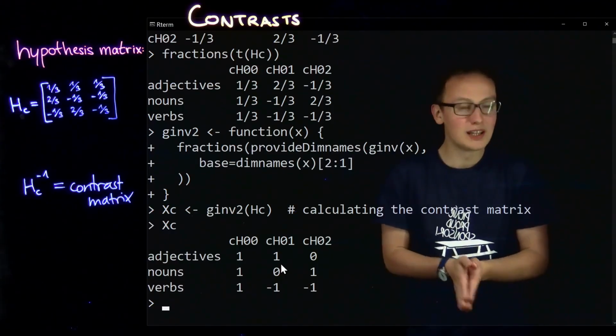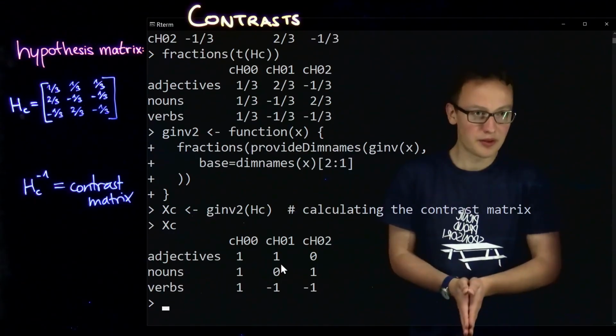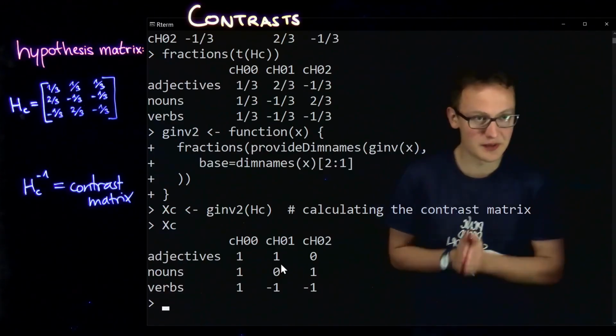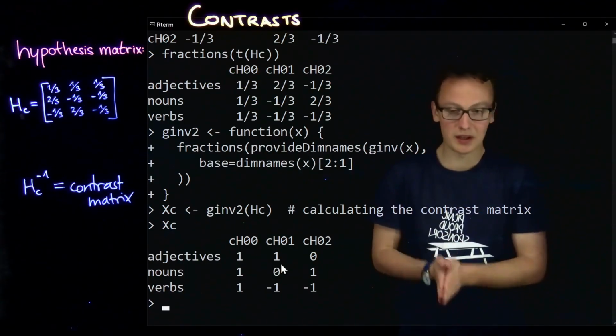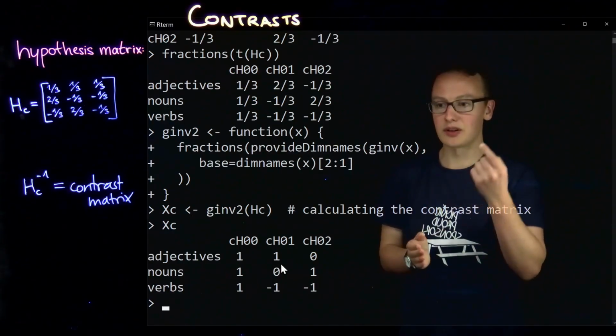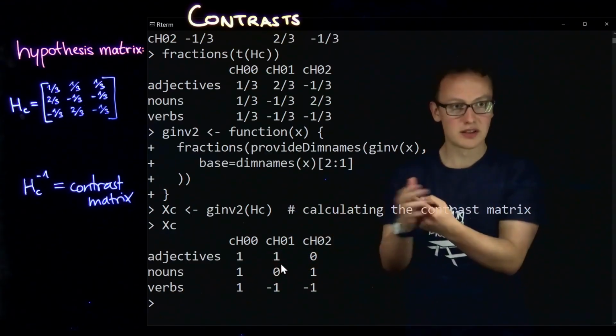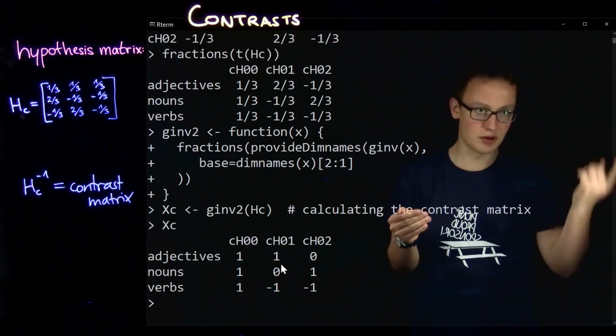If you remember how we defined our hypotheses, this was precisely the kind of question we would ask under sum coding, namely, is our level, for example adjectives, different from the grand mean? That was our first question.